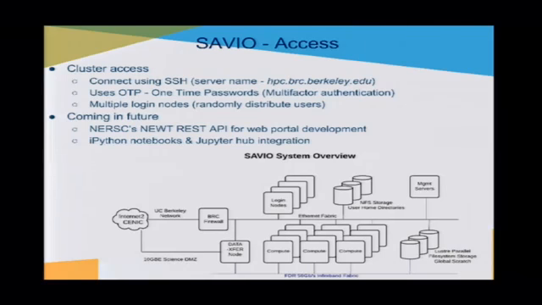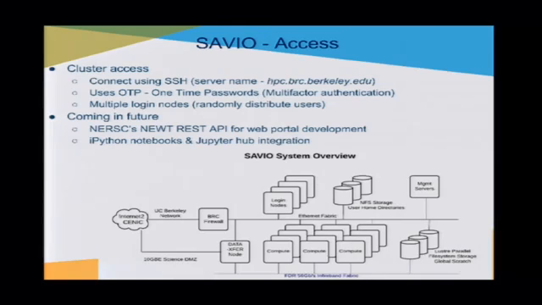Along with the existing SSH access, in the future we are planning to provide 2 other ways of connecting or accessing the Savio cluster. NERSC, the computational center at Berkeley Lab, has a software called Newt, Nice and Easy Web Toolkit, which provides a RESTful API, a web API. We can support that within this infrastructure.